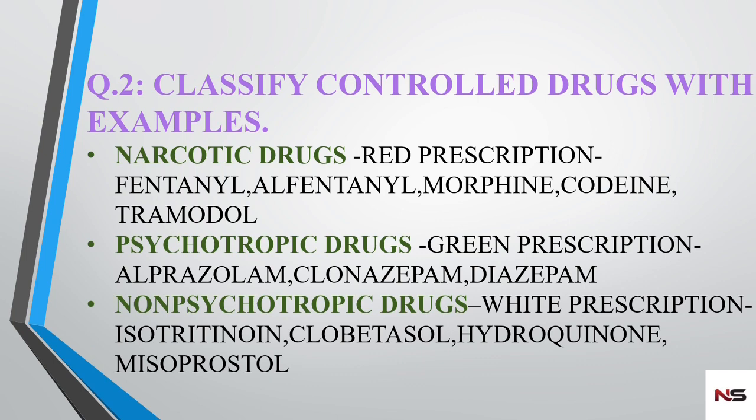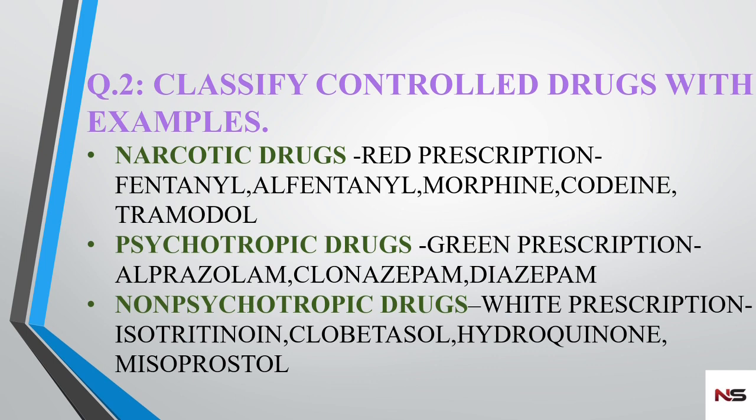For the narcotic drugs, the prescription should be in red color. For the psychotropic drugs, it should be a green prescription. Whenever the doctor prescribes medicines under psychotropic drugs, it should be on a green colored prescription. For the non-psychotropic drugs, a white prescription is okay. Examples for the narcotic drugs: fentanyl, alfentanil, morphine, codeine, tramadol.